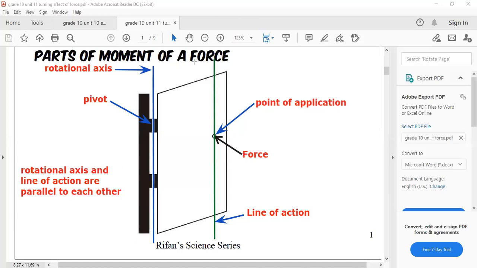How do you describe the distance between the parallel lines? They are constant. Perpendicular distance. Perpendicular distance. Clear?